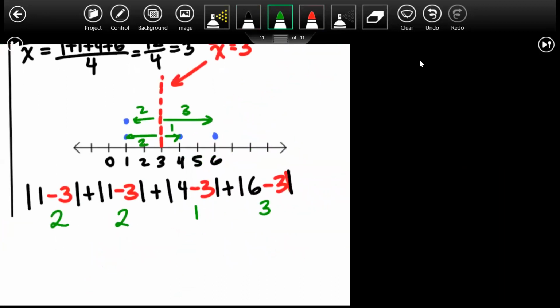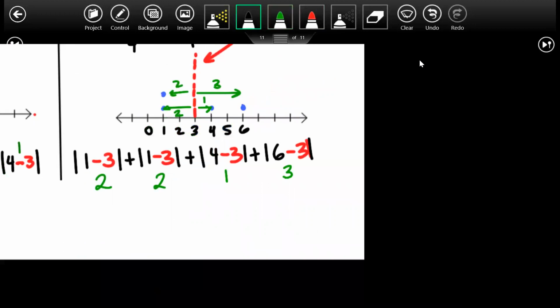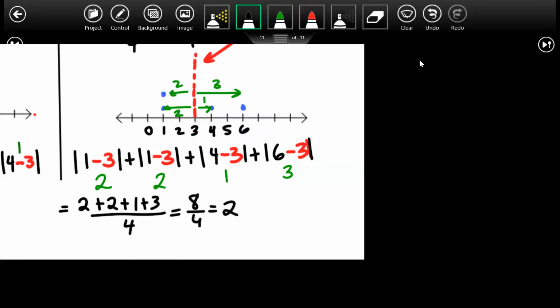If we add up those numbers and divide out how many we have, we're going to get 2 plus 2 plus 1 plus 3 divided by how many numbers? We'll take the average of those. We're going to have 8 divided by 4, which is 2. So the MAD is 2.